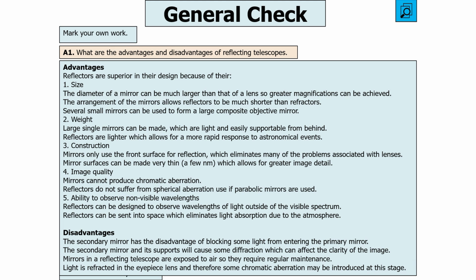Secondly, the weight. Now, large single mirrors can be made which are lighter and easily supportable from behind, because you don't need to worry about blocking out light passing through the mirror. So reflectors tend to be lighter, which allows more rapid responses to astronomical events.